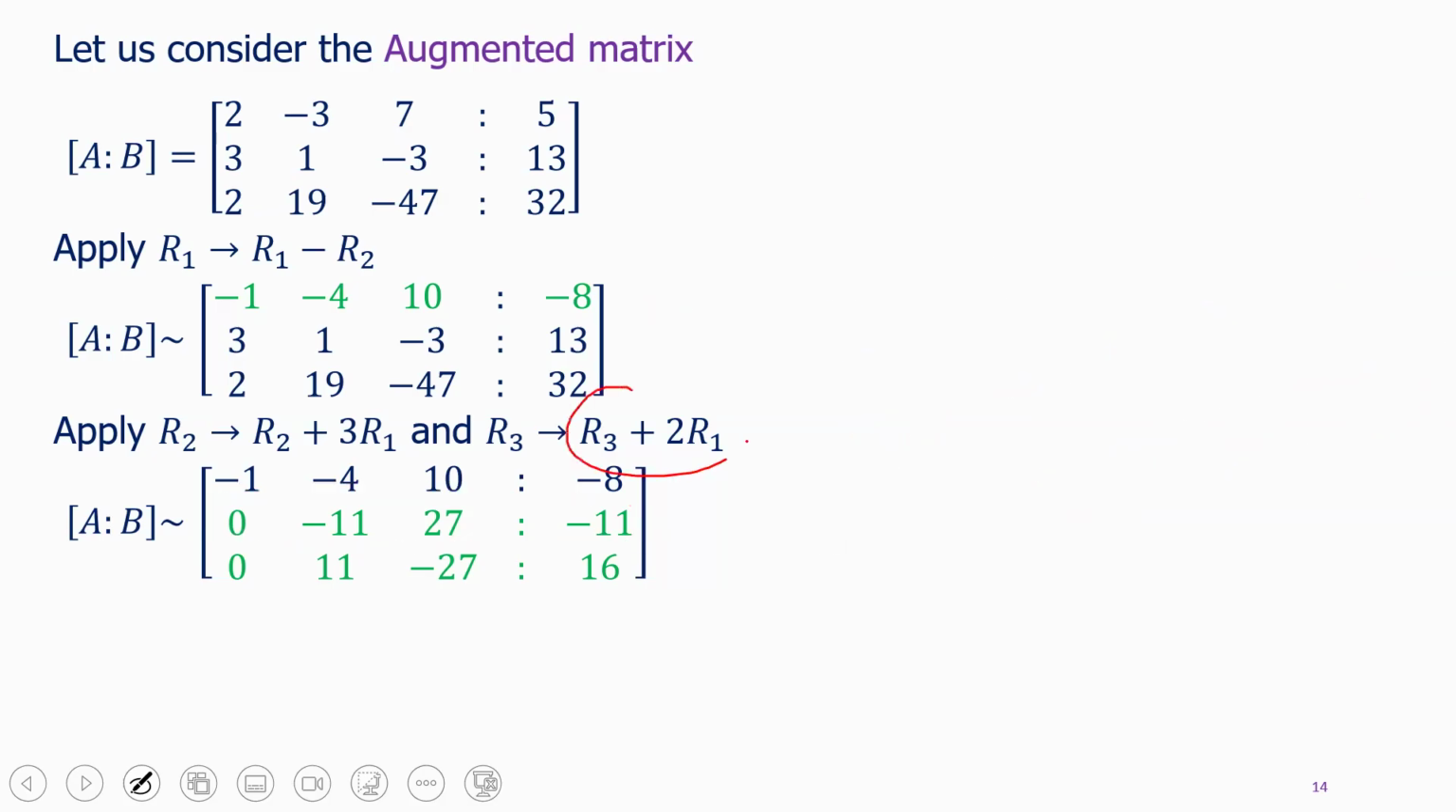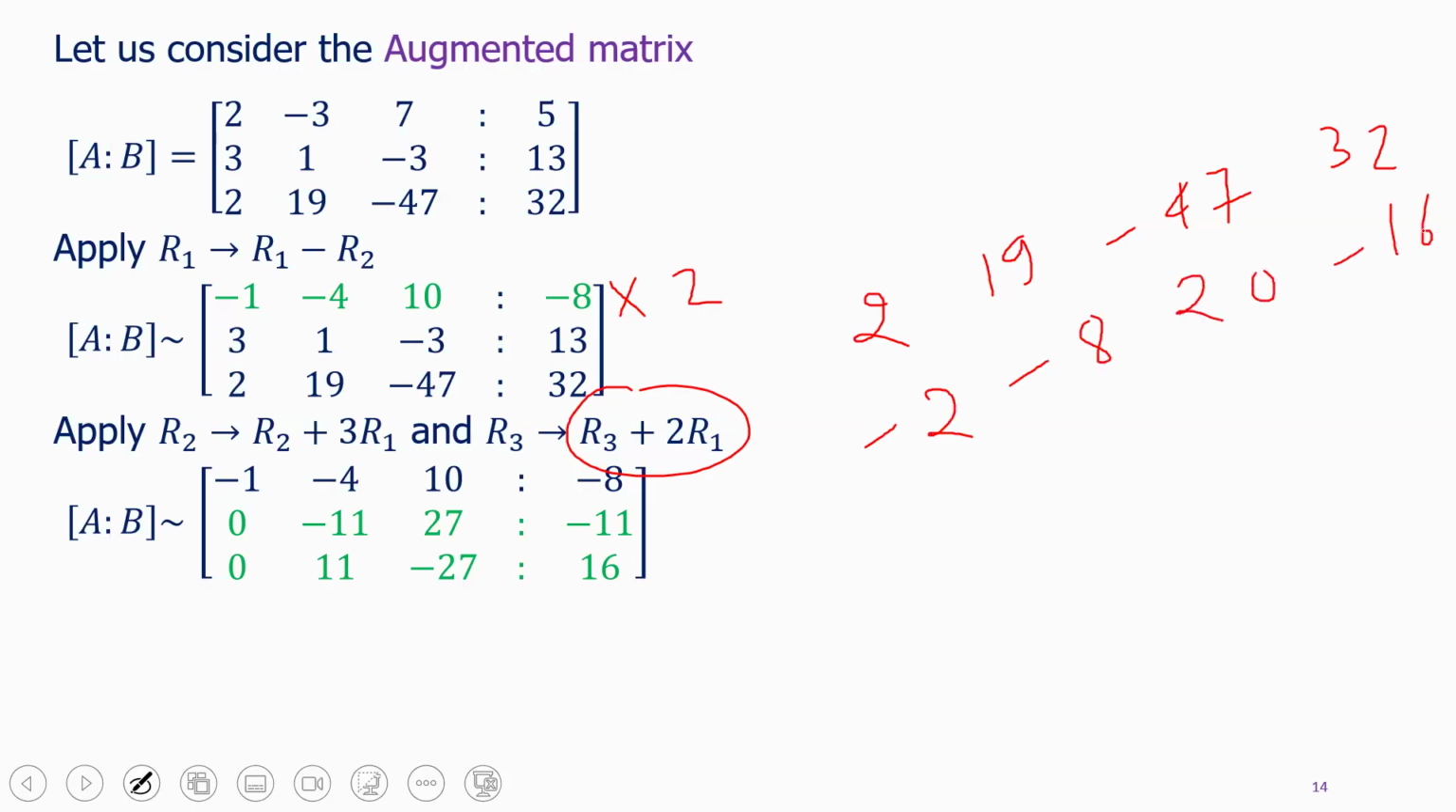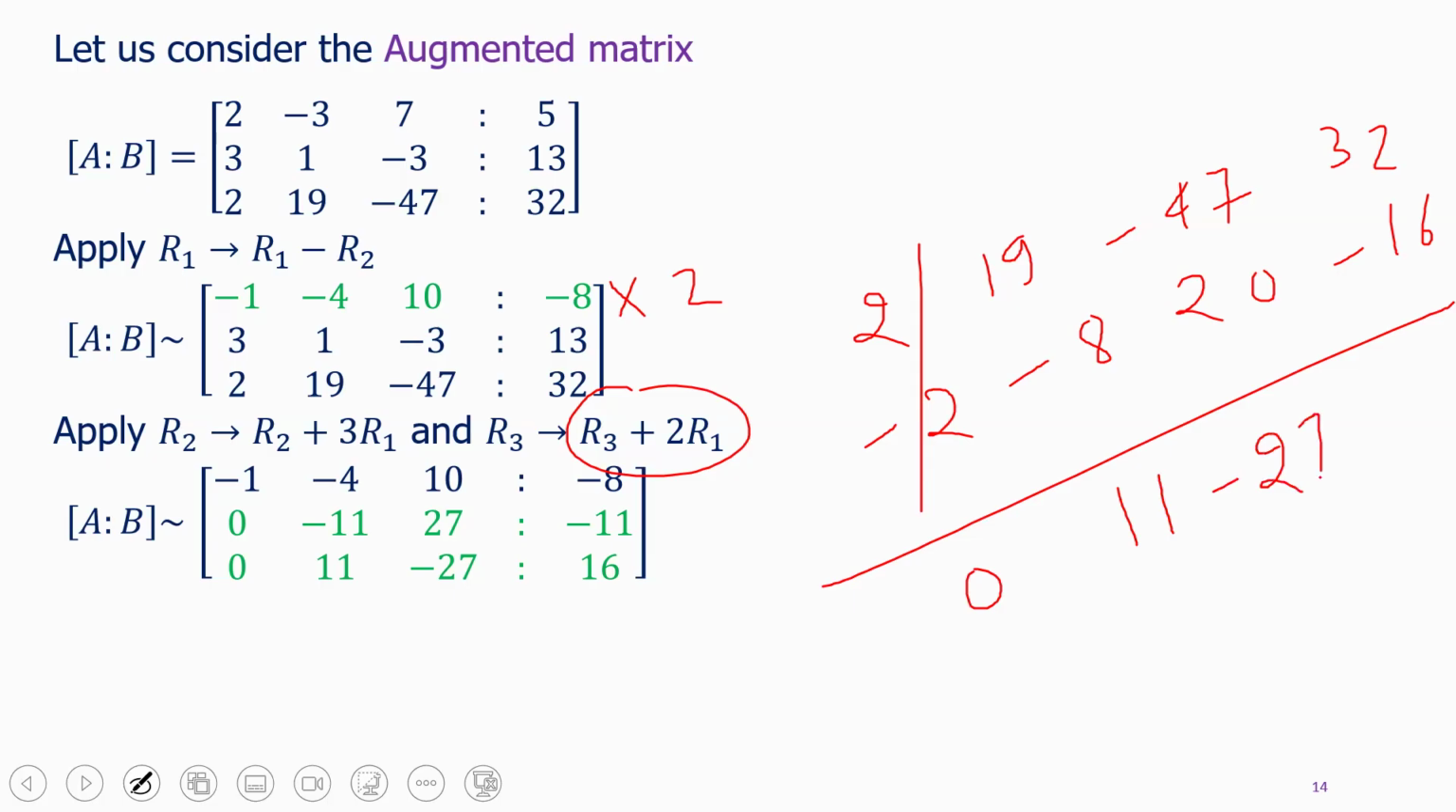Similarly, if we do the operation R3 plus 2R1, we have 2, 19, minus 47, and 32. If you multiply R1 by 2, it becomes minus 2, minus 8, 20, and minus 16. If we add them, 2 minus 2 is 0, 19 minus 8 is 11, minus 47 plus 20 is minus 27, and 32 minus 16 is 16. So now this is the third row.